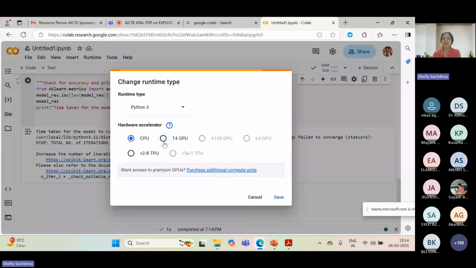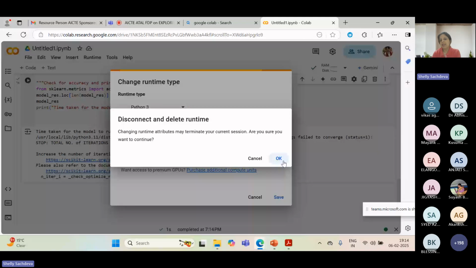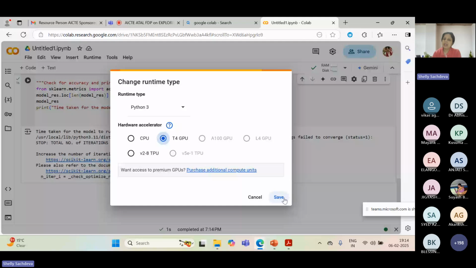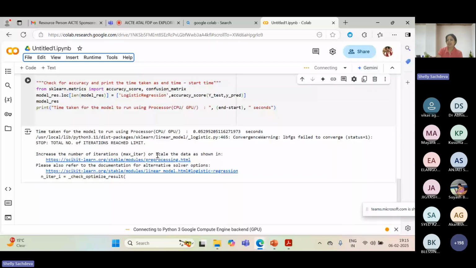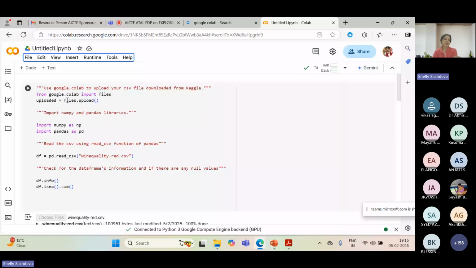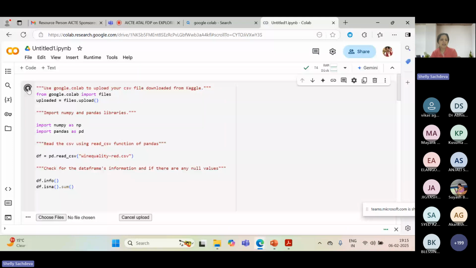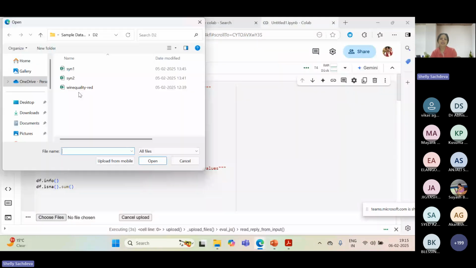Then I can select T4. So I again selected T4 and saved it. It will again restart the session. That session will be terminated, and it is connected to the Python 3 Google Compute Engine backend GPU. Now I am running the same program on a GPU and correspondingly noting down the time. First I'll run the program and import the files again. I'll have to choose the files, the red wine quality data set.